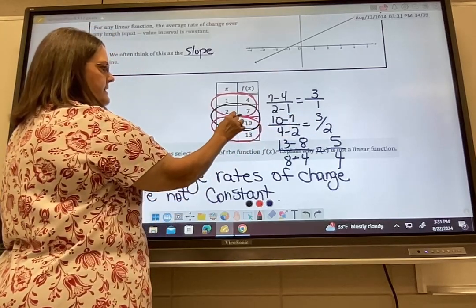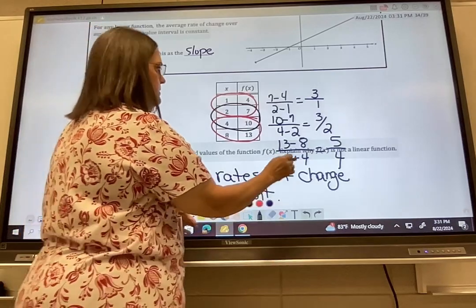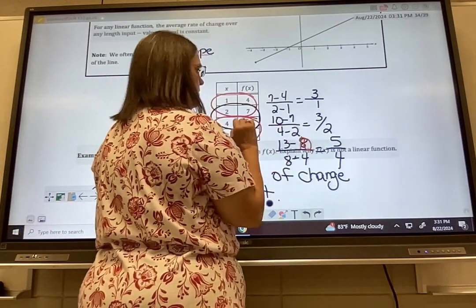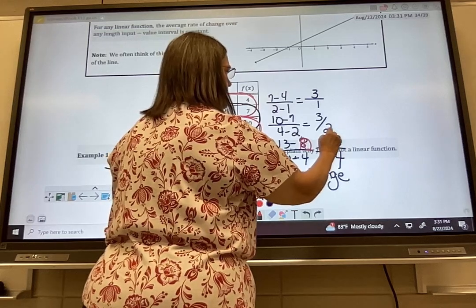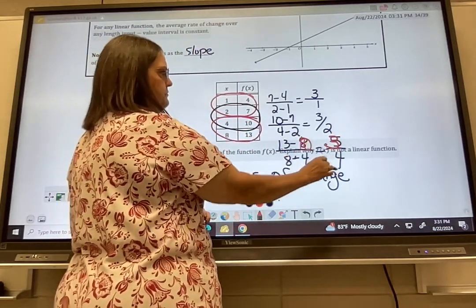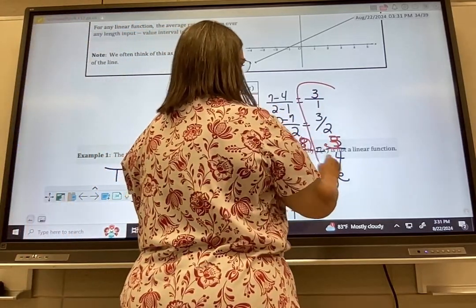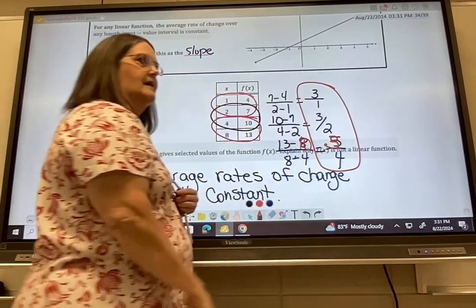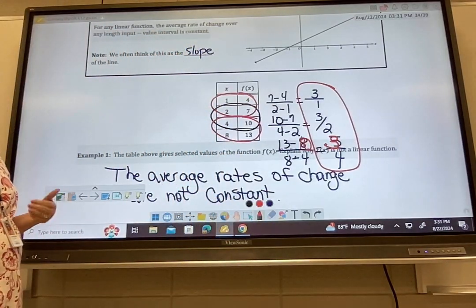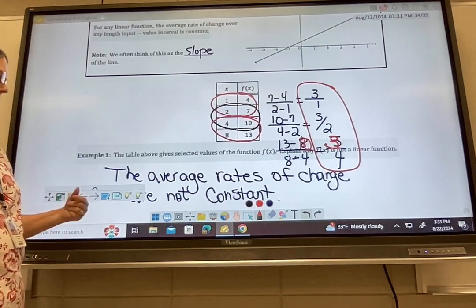Then 13 minus 10, oops, I wrote that wrong. 13 minus 10, glad I saw my mistake. 13 minus 10 is 3. And then 8 minus 4 is 4, so that's 3/4. But regardless, our average rate of change is not the same, so therefore this is not linear. If my average rate of change was constant and the same, it would be a linear function, but it is not.